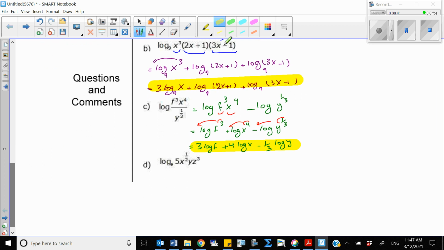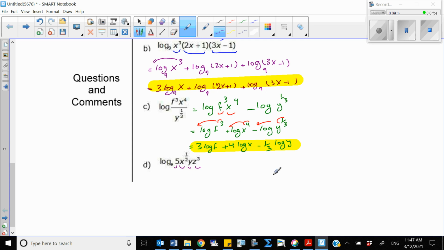Okay, now let's go to the next one. For this one, we have log of 5x to the power of 1 over 2 times y times z to the power of 3. So, do I have any division? No. Do I have multiplication? Yes. What am I multiplying? 5 times x to the half times y times z cubed.